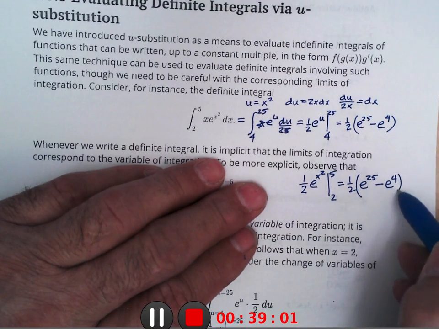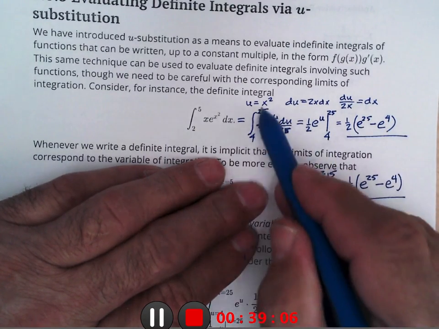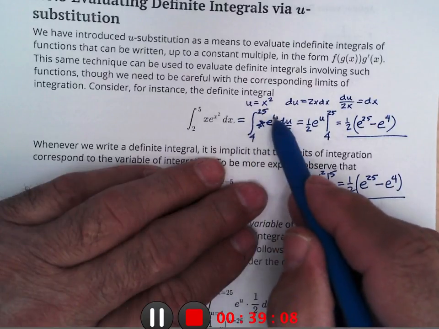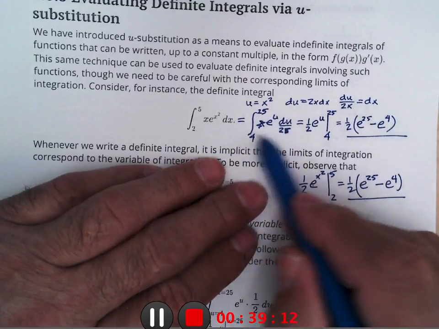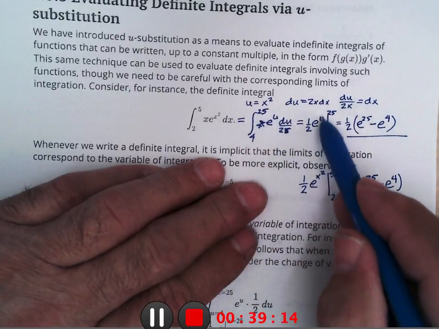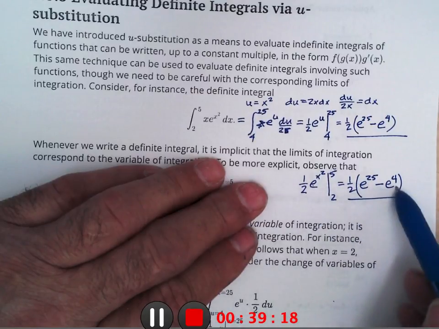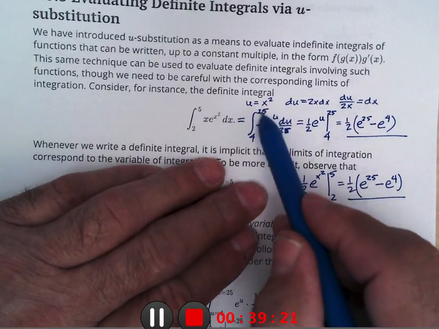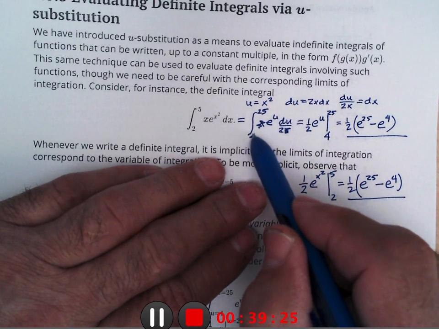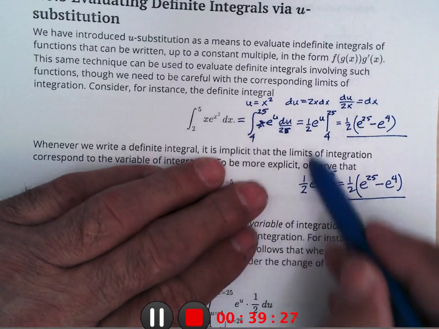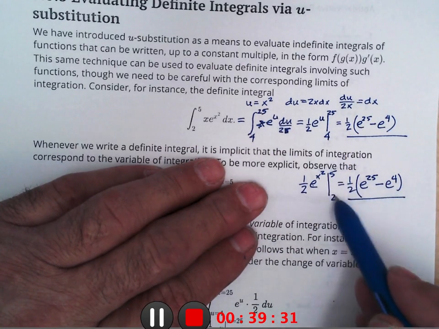Notice I get the same answer whether I change my limits to the u limits and finish it that way, or change to u and then change back to x and go back to my x limits and work it out. Sometimes I don't even do these. I just leave a question mark here, knowing that I want to change back to the x limits. I'll do this, go back to my x limits, and then finish the problem.